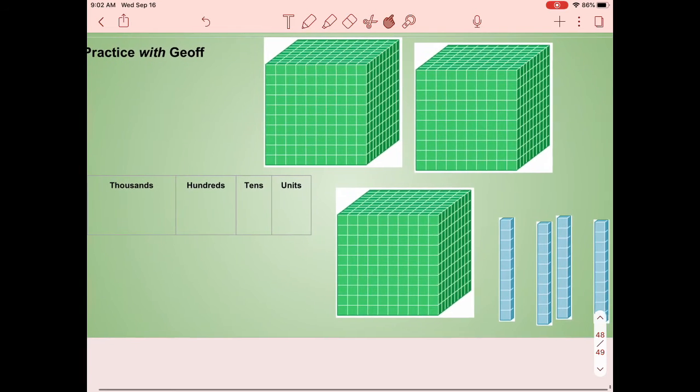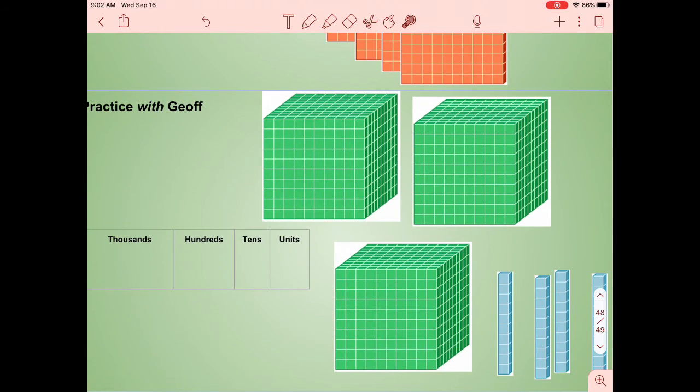All right, so I see no units, no ones. So I'm going to write a 0 in the units place. I see 1, 2, 3, 4 tens. I'm going to write a 4 in the tens place. I see no hundreds, so I'm going to write a 0 in the hundreds place. And I see 1, 2, 3 thousands, so I'm going to write a 3 in the thousands place. 1, 2, 3, my comma goes here.